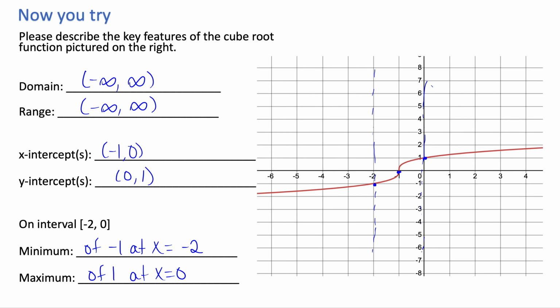So once again, the domain and range are both going to be from negative infinity to positive infinity. The x-intercept is right here at negative 1, 0. The y-intercept will be here at 0, 1. On the interval from negative 2 to 0, you can see I've drawn in the boundary lines. It's going to have a minimum value of negative 1 at x equals negative 2. It'll have a maximum value of positive 1 at x equals 0.